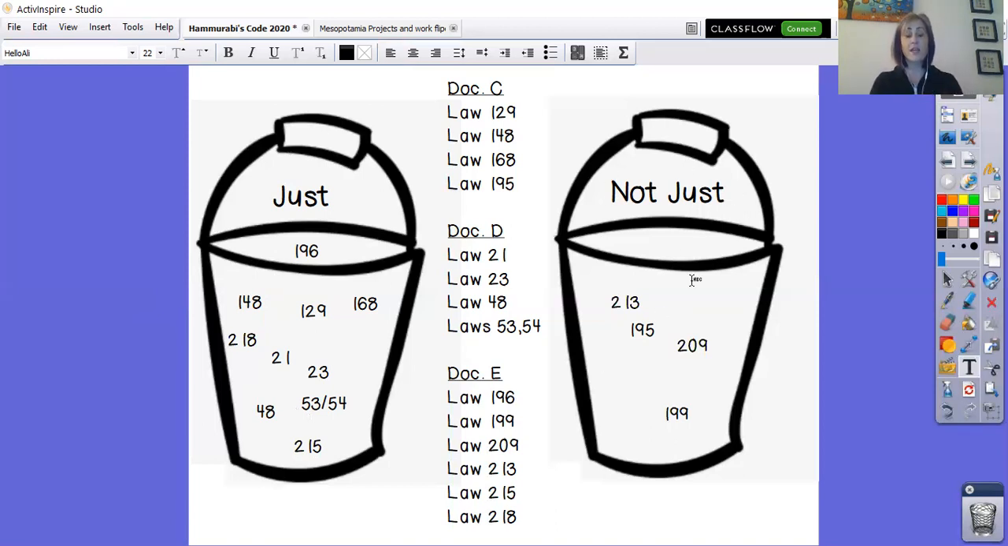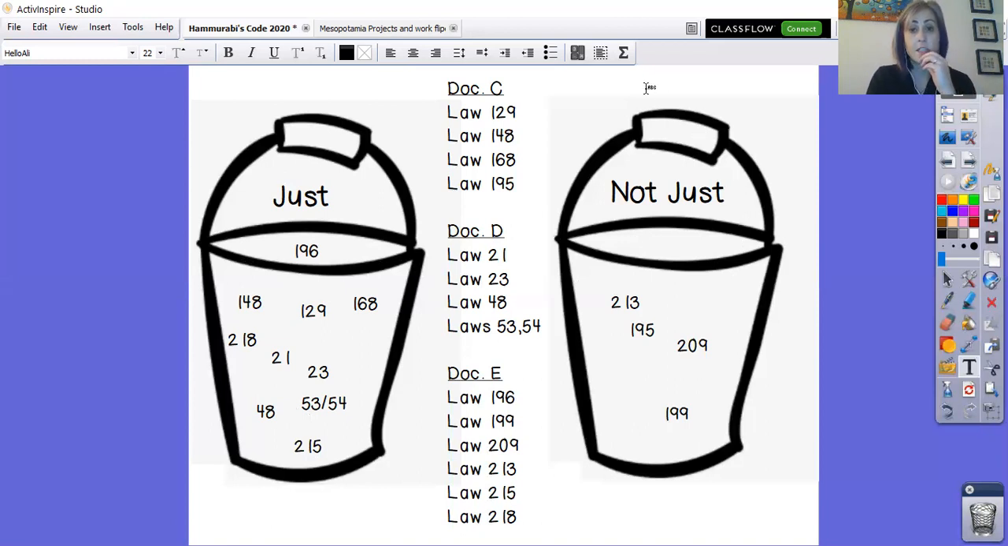And at this point, if this was actually what I believed, I'm looking at this right here, I obviously have many more laws in the just. So even though I don't think all of Hammurabi's laws are just, obviously I think a good amount of them. So when I go to answer the question, was Hammurabi's code just? I'm going to probably go with yes, because this is what the evidence looks like. I have more in my just bucket. When you do it, you may have more in your not just bucket. It's going to be up to you.